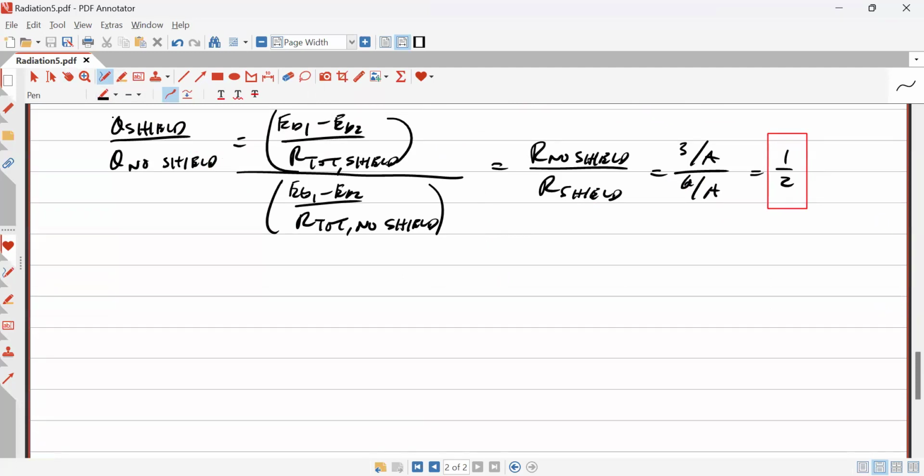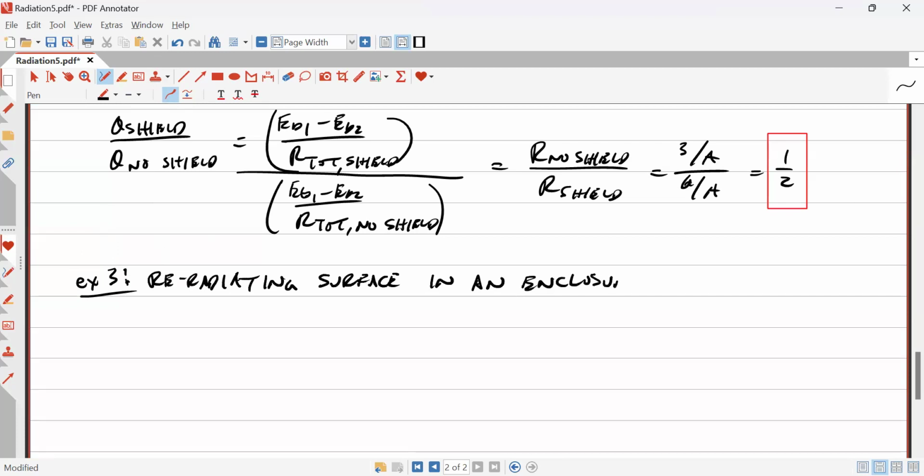So then I have one more example, which is the most complex of the three. And this is the re-radiating surface in an enclosure.